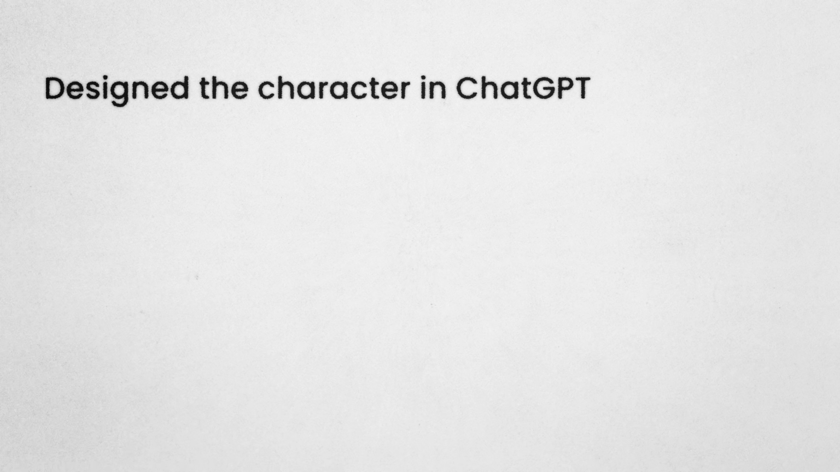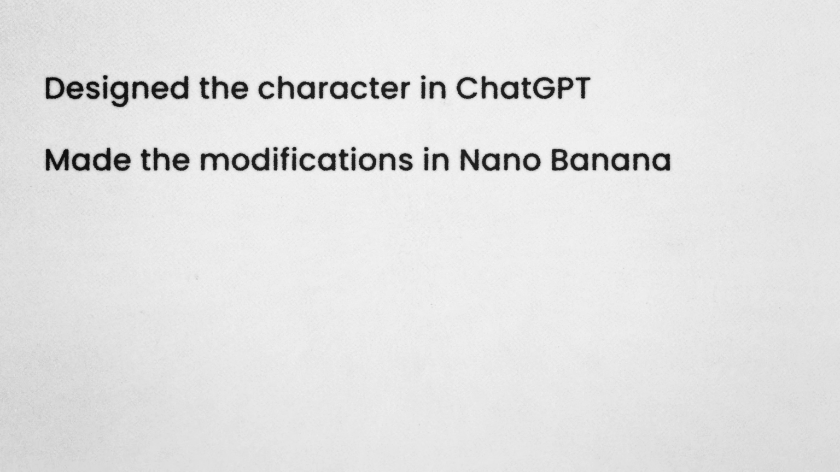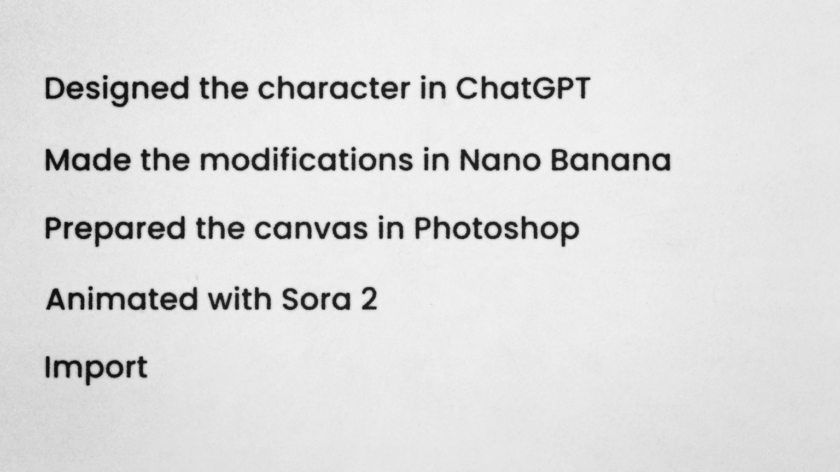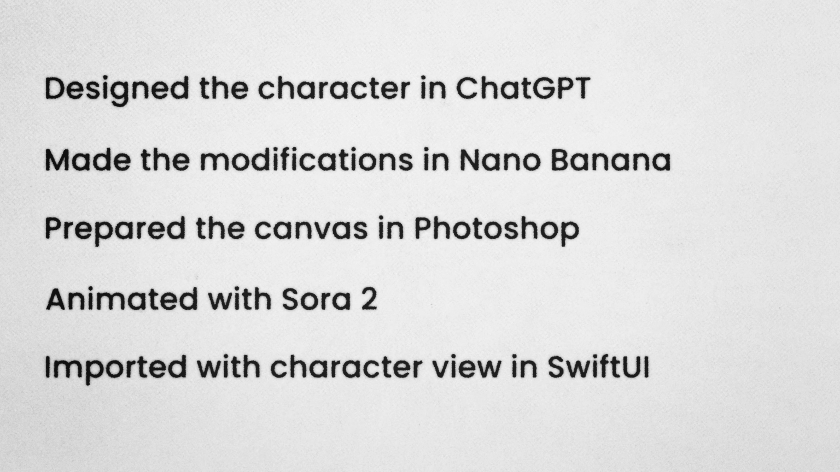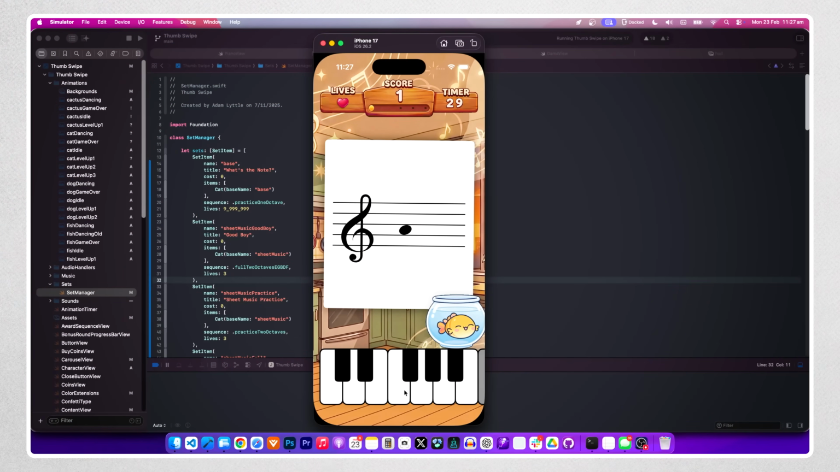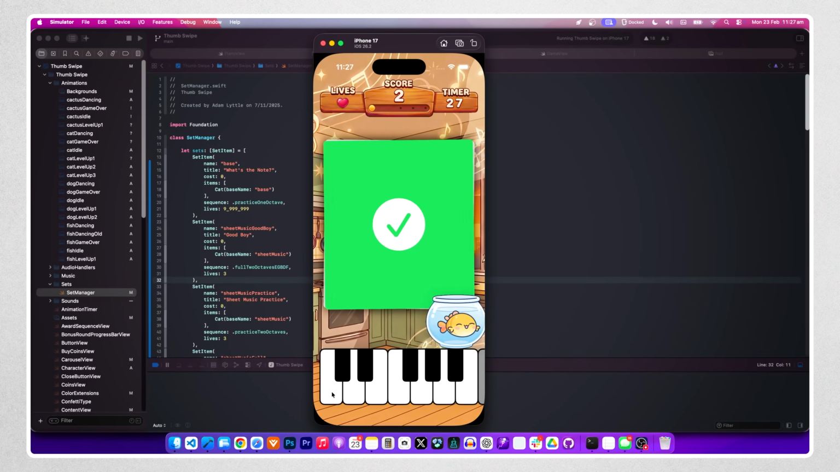My app comes to life, the character is dynamic, and actually feels like it's interacting with the user. I designed the character in ChatGPT, made the modifications in Nano Banana, prepared the canvas in Photoshop, animated with Sora 2, and imported with Character View in SwiftUI. Feel free to follow this guide and adjust things that suit your own character designs. And start adding beautiful animations to your apps without learning Lottie.